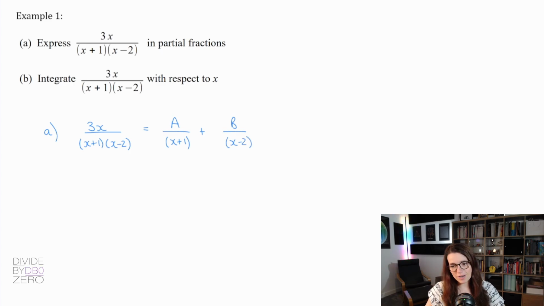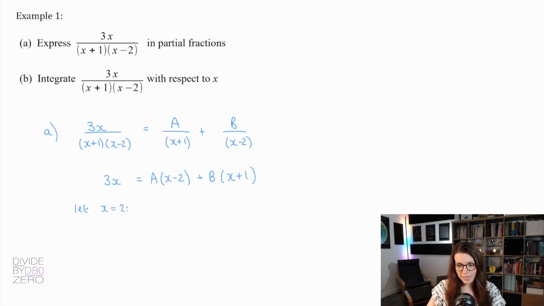Next step in partial fractions is to say that 3x would be equal to A times (x minus 2) plus B times (x plus 1), because you're matching up the numerators on both sides there. Next step, we want to find A and B. So to do that, I like to use substitution. So let x be equal to 2.